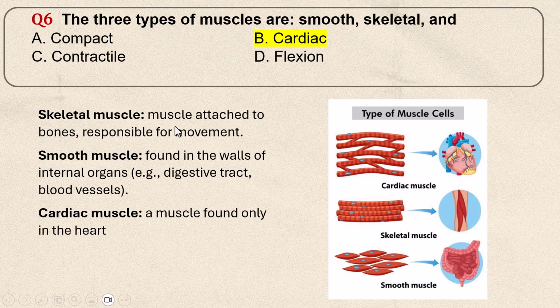The skeletal muscle is the muscle attached to the bones, responsible for movement. Smooth muscle is found in the walls of the internal organs, for example the digestive tract and blood vessels. Cardiac muscle is the muscle found only in the heart.